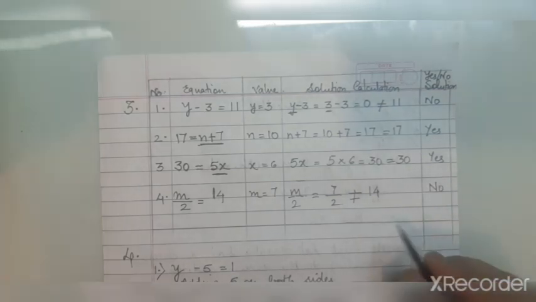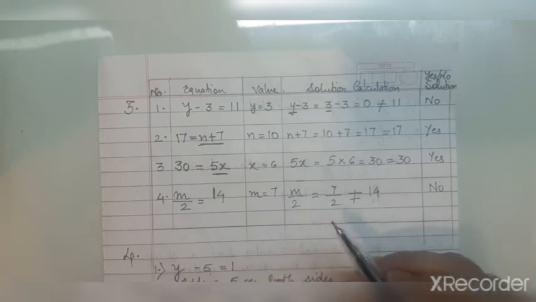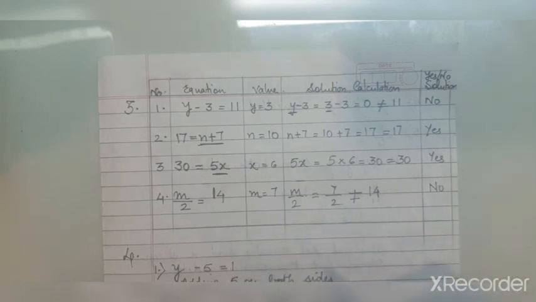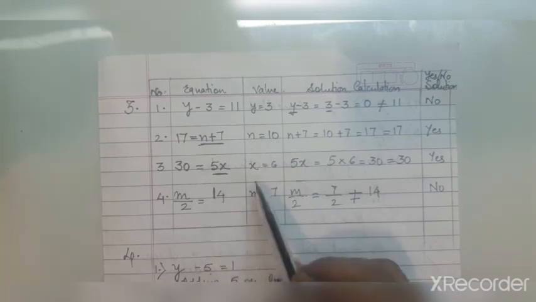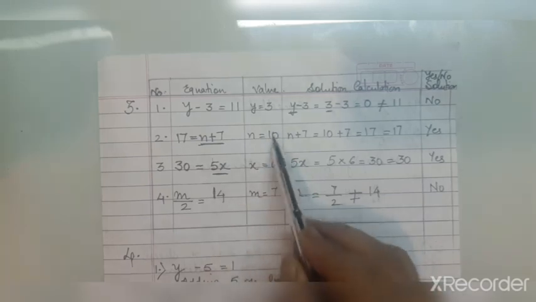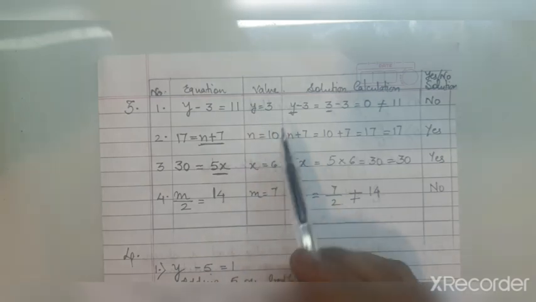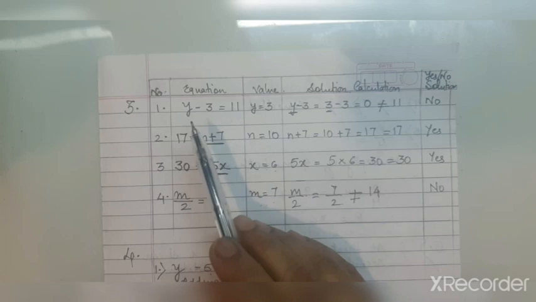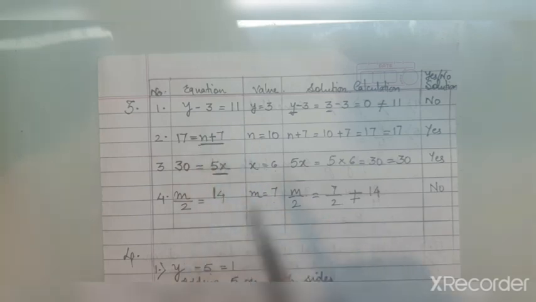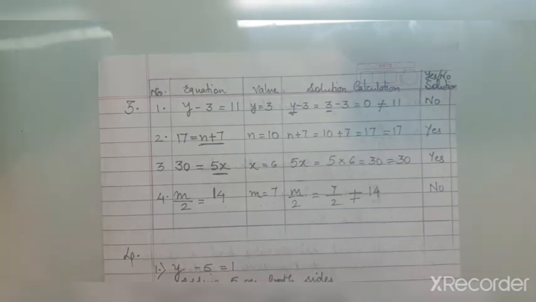Because this value that is given, m equal to 7, is not the solution to the equation. In the second and third, yes, n equal to 10 and x equal to 3 are the solutions to the equation. Whereas in the first and the fourth, y equal to 3 and m equal to 7 are not the solution to the equation, because we have to get the left hand side equal to the right hand side. I hope it is clear.